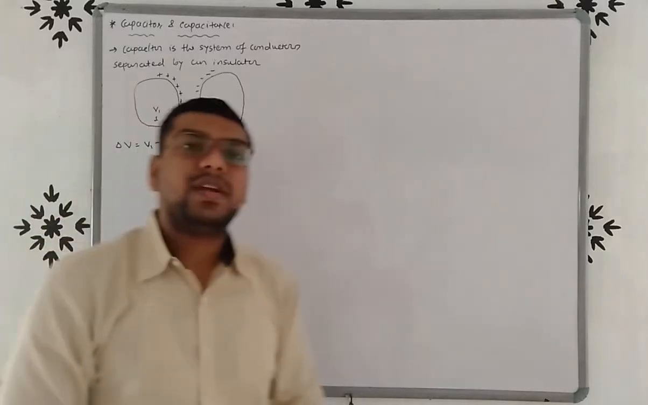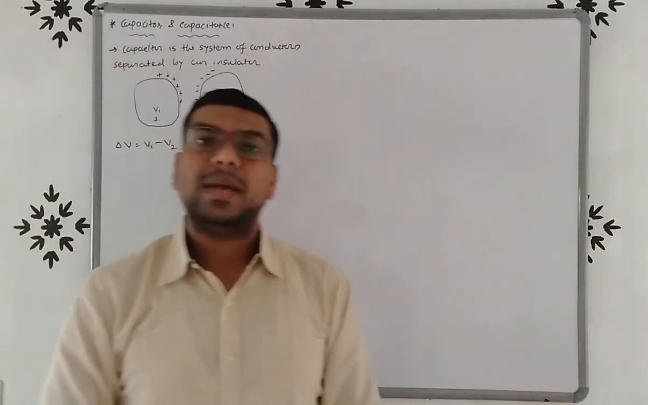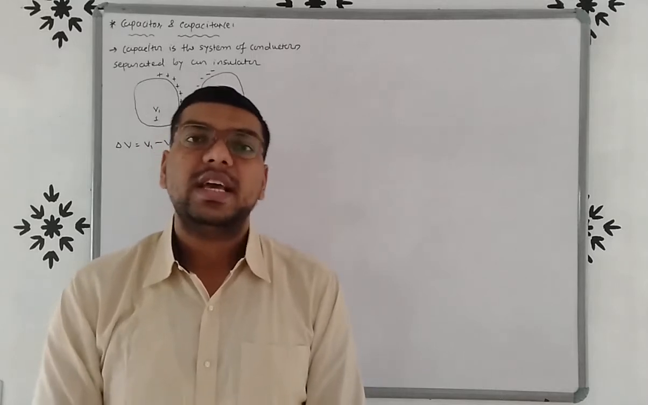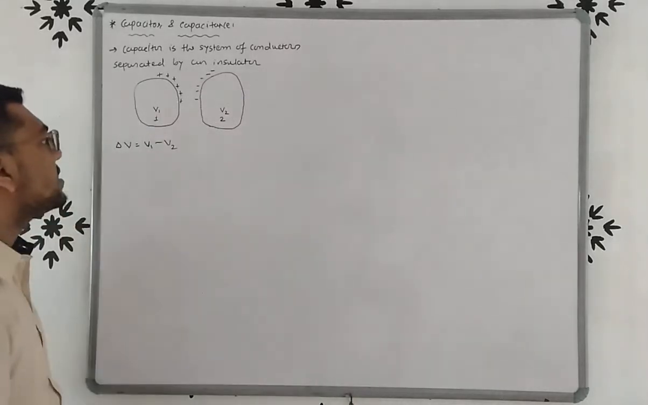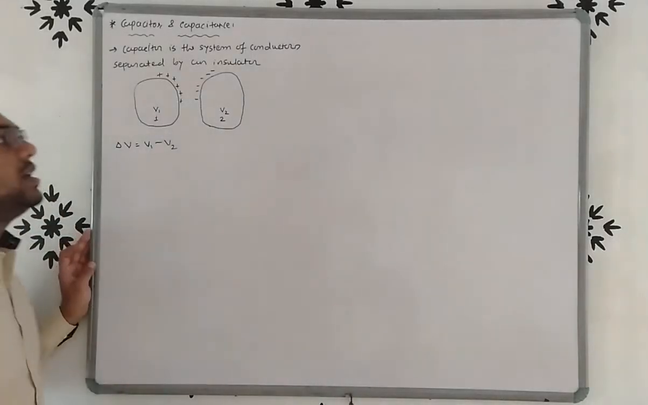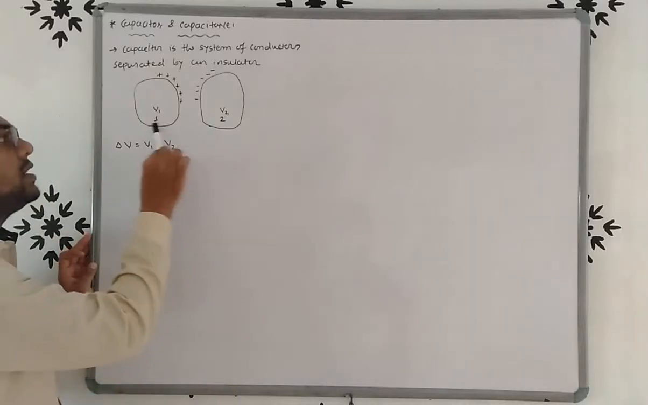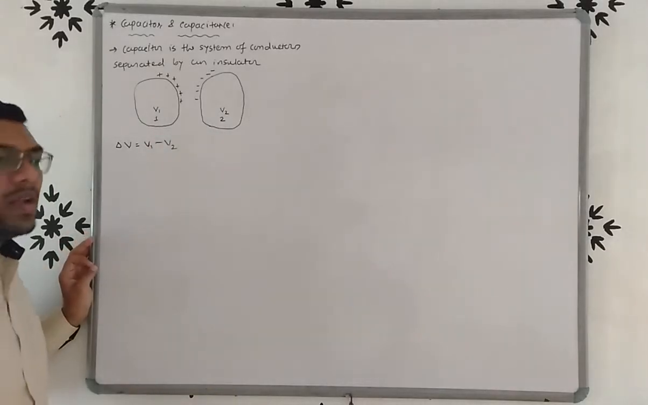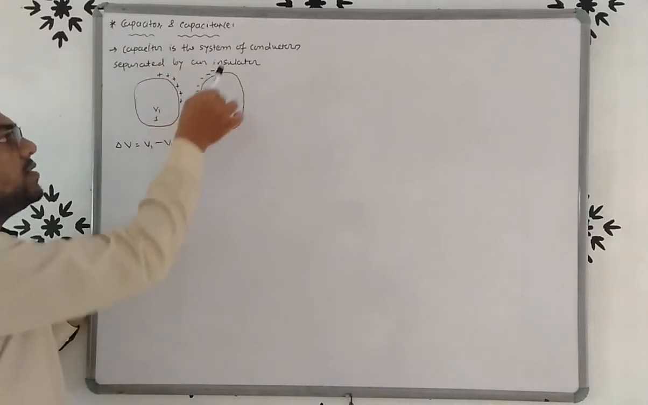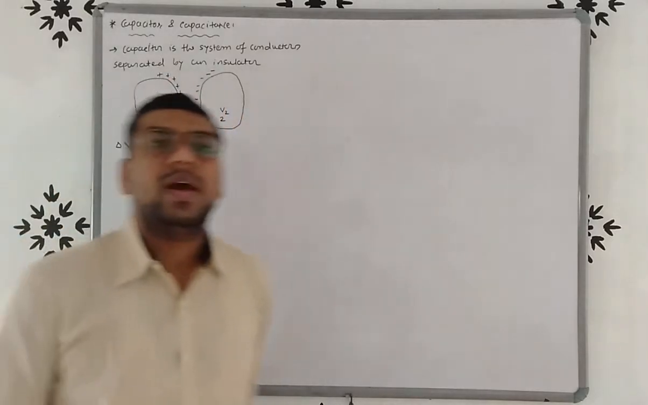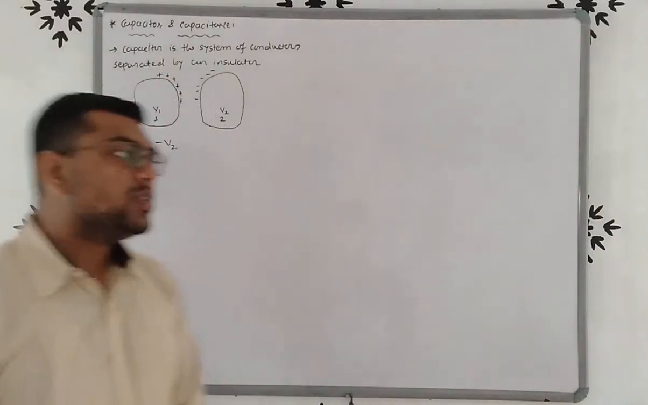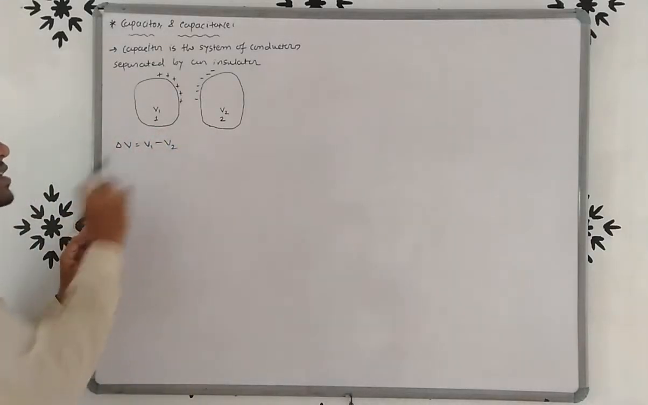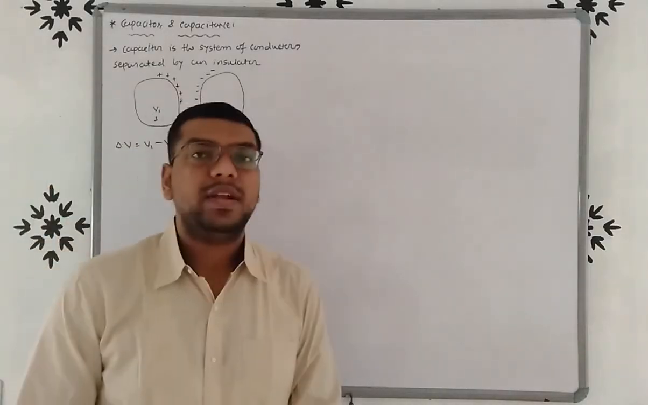So first of all friends, what is a capacitor? It is the system of conductors separated by an insulator. Now consider as shown in the figure. Here there are two conductors, conductor 1 having potential V1 and conductor 2 having potential V2. Conductor 1 is positively charged and conductor 2 has a negative charge. So the potential difference between these two conductors, delta V, is given by V1 minus V2.